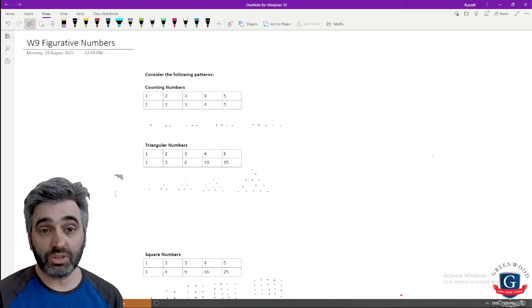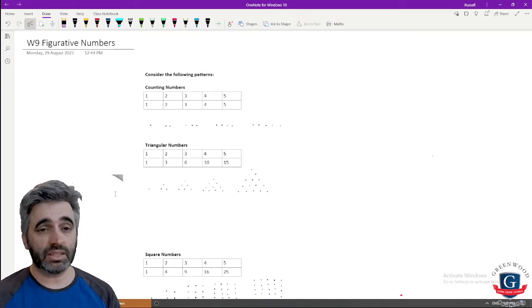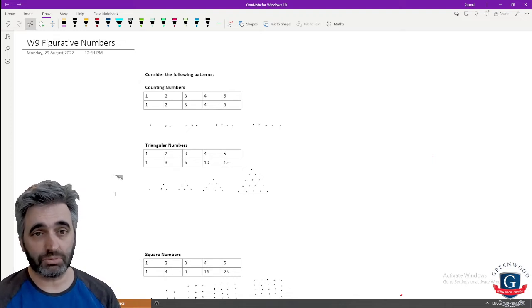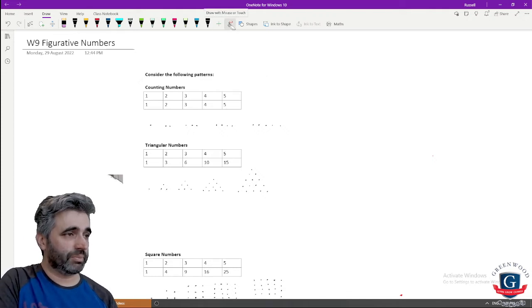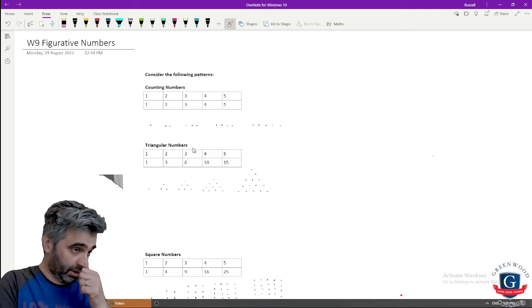Hi everybody, today we're looking at figurative numbers and how they apply to arithmetic sequences and series. So here we go. The first thing we need to do is to consider the following pattern: 1, 2, 3, 4, 5, and it goes up. This is going to form the base of all of our patterns.